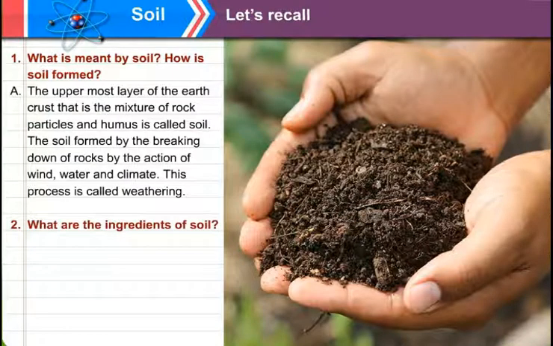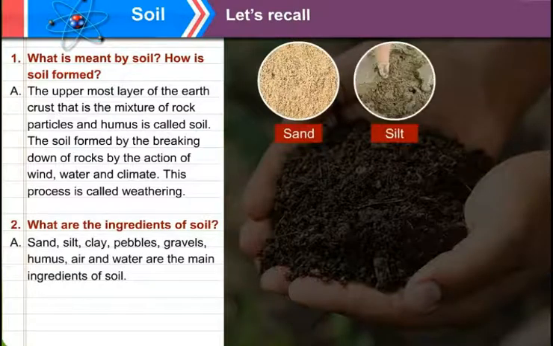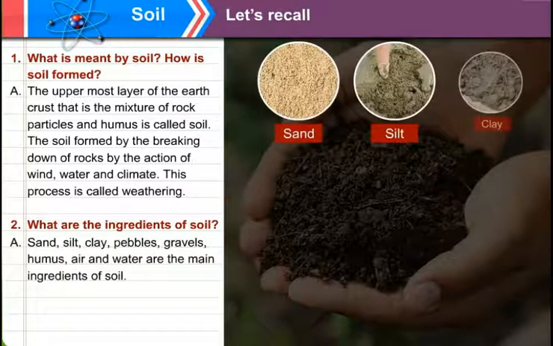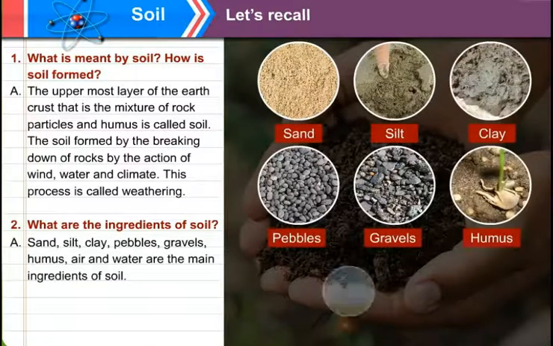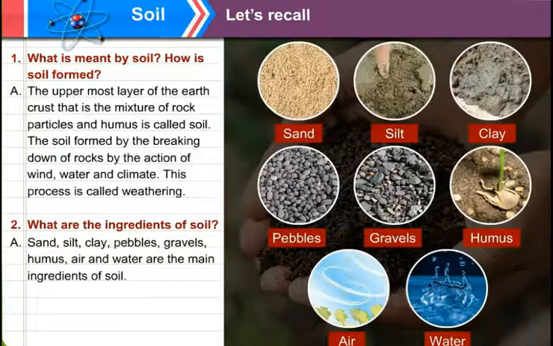What are the ingredients of the soil? Ingredients meaning what is soil made up of? The soil is made up of sand, silt, clay, pebbles, gravel, humus, air and water. These are the main ingredients of the soil. You can see soil is a combination of so many ingredients, so many materials, and that is how we get soil which is fertile.